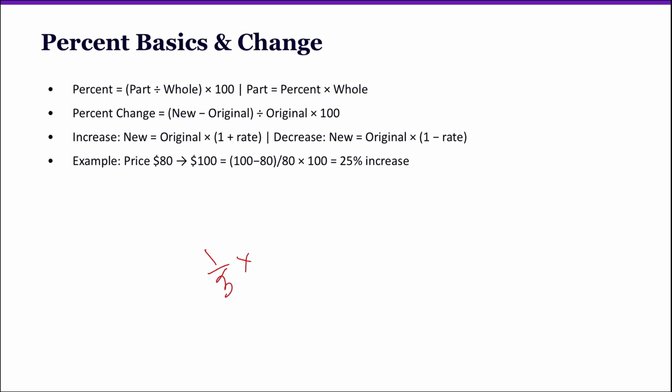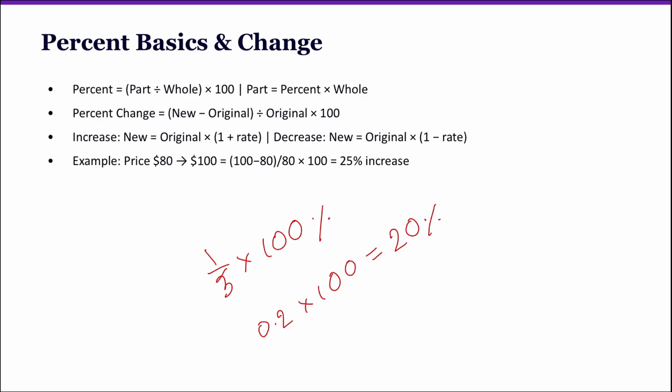A percentage is essentially how many parts you have per whole, so the fraction of the thing we're talking about, and that times 100. So if I have 1/5 of a cake, the percentage is 1 over 5 times 100%, and 1 over 5 is 0.2 times 100. That gives me a 20% share of the cake.